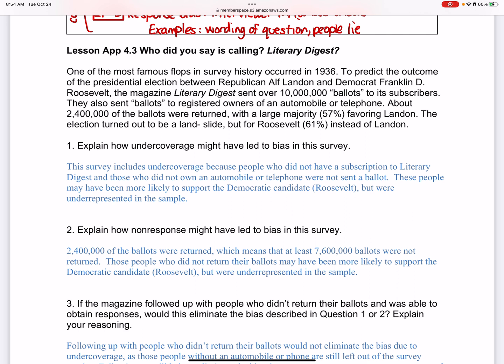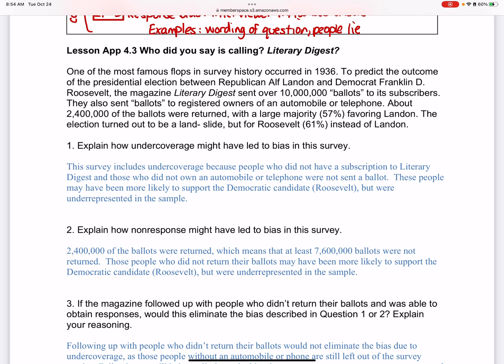It says, explain how undercoverage might have led to this. Well, the survey obviously includes undercoverage because the people that did not have a subscription and that did not own an automobile or a telephone were not sent a ballot. So people that were more wealthy tended to be able to get these particular ballots, and the people that did not have the particular things that this ballot was sent to may have been more likely to support the Democratic candidate. So it was an underrepresentation of the sample.